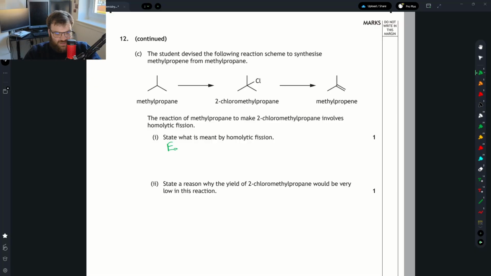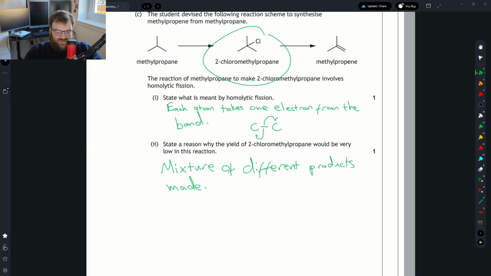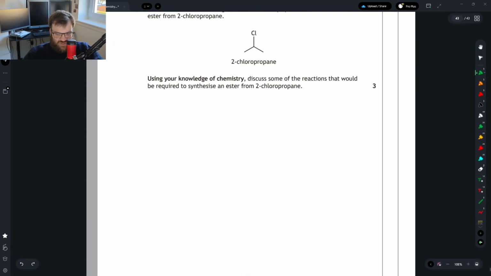So each atom takes 1 electron from the bond. That can be shown with the single-headed arrow, showing that each atom takes 1 electron from that. And this one, we have a bunch of different products that could be made. You'll end up with a mixture of different products formed, because when you get to the middle thing, that could go further and make your alkene. So some of it will do that, which lowers the yield that we can produce.